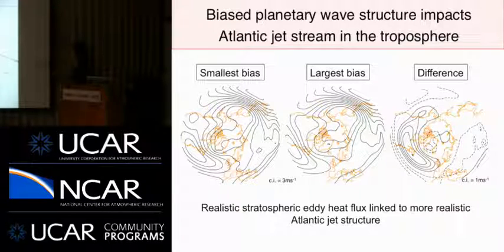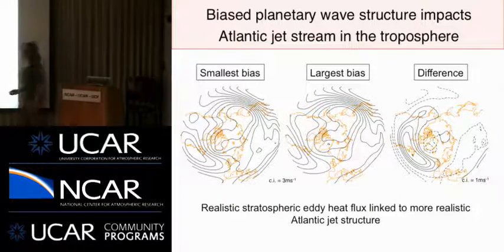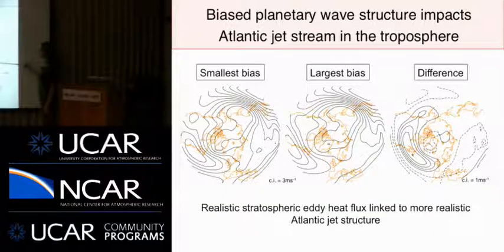It's a pretty dramatic difference, but focused in the Atlantic region, and there are very small differences in the Pacific. In fact, the models have very large biases compared to ERA-Interim in the Pacific, but they don't share that bias in the Atlantic. So the models that have a good stratospheric heat flux tend to have a more poleward shifted jet in their climatology. This is the zonal wind, sorry. Yeah, zonal wind at 500.